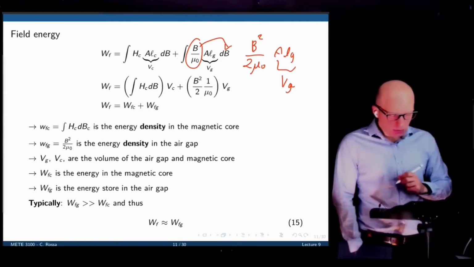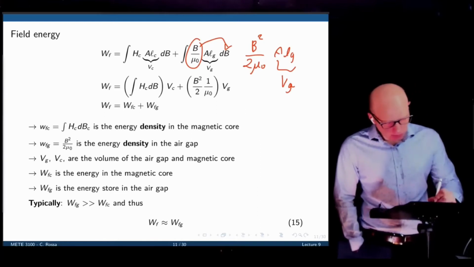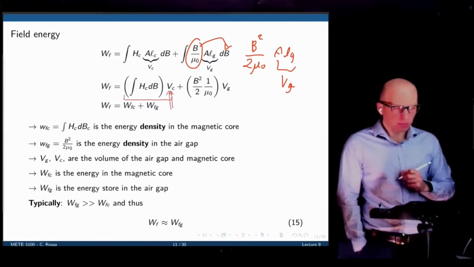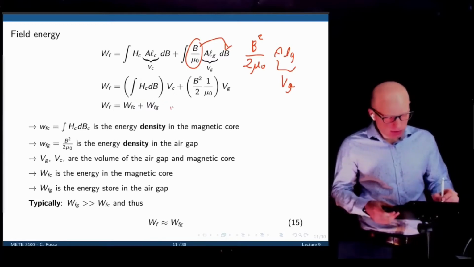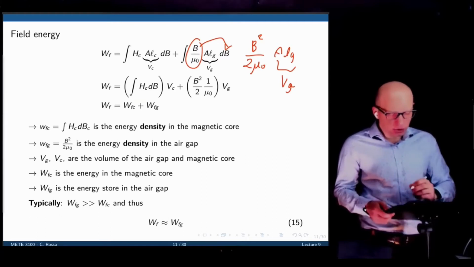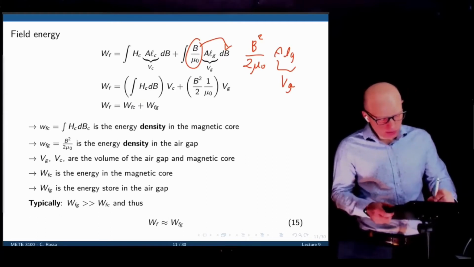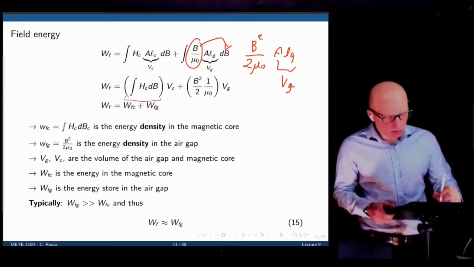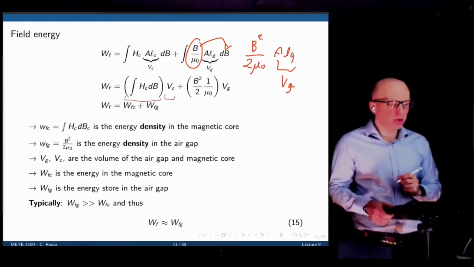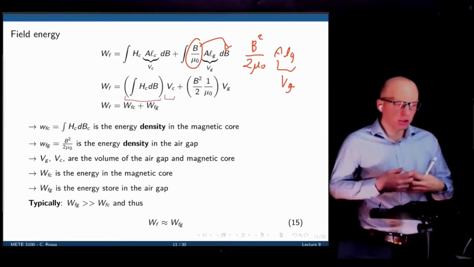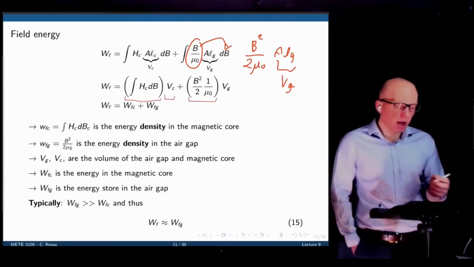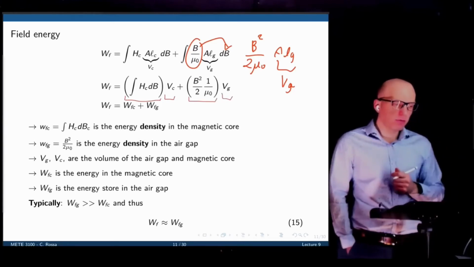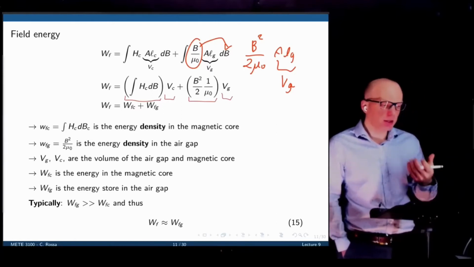Okay, so now we can do some definitions here. This first term, if this is the entire energy and this is the volume of the core, we can say that the integration part in parentheses here is the energy density in the core. This is the energy density in the core, and this is the volume of the core. So when you multiply them, we get the energy in the core. This term is the energy density in the air gap, and this term is the volume of the air gap. When you multiply them, we get the energy in the air gap.